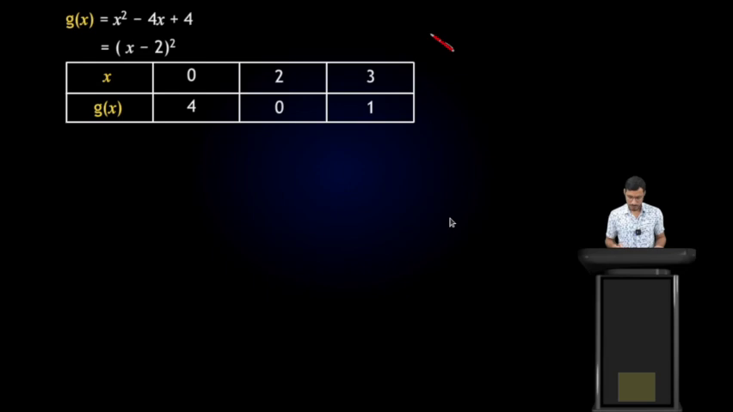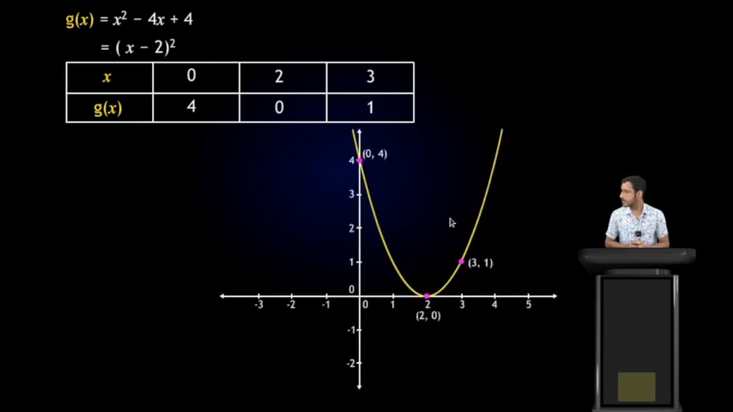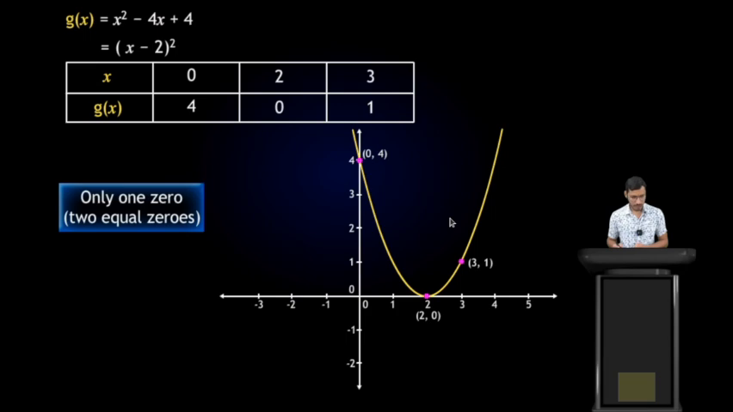Okay, so yes, you can see the graph of the quadratic polynomial x square minus 4x plus 4. In this picture you can see here only one point, 2 comma 0, where the graph touches the x-axis. So only one zero, that means 2 is a repeated zero here.